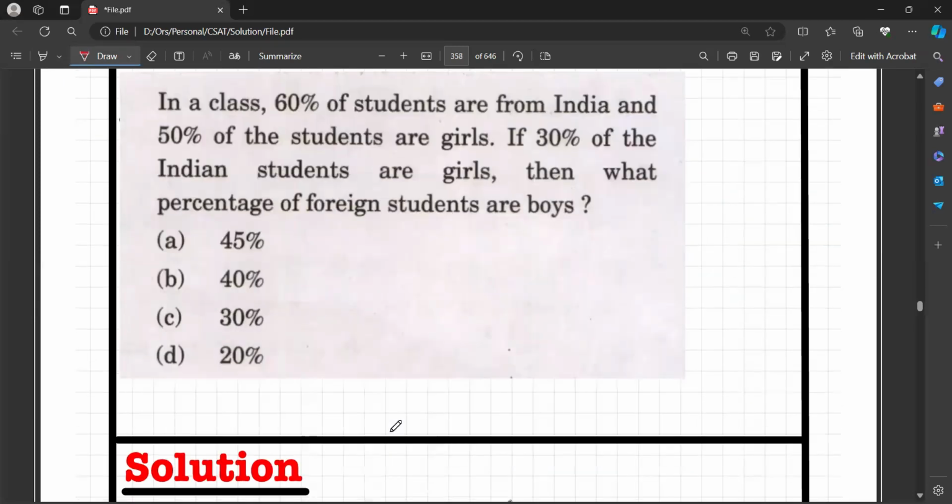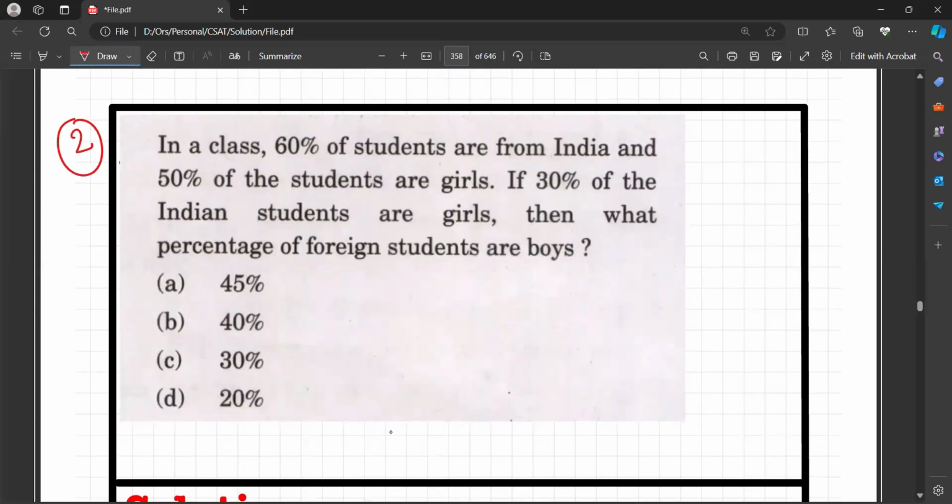That is question number 2 in front of us. In a class, 60% of the students are from India and 50% of the students are girls.